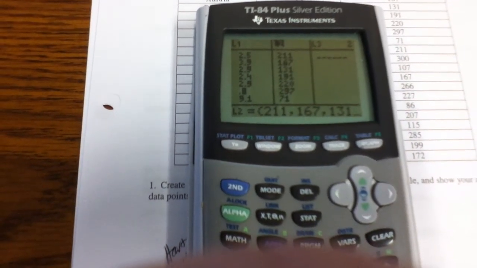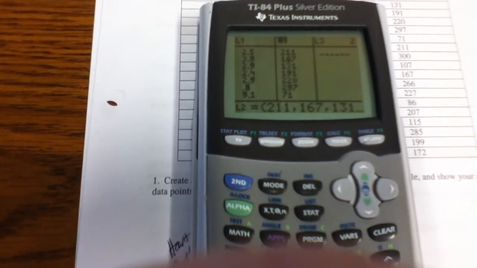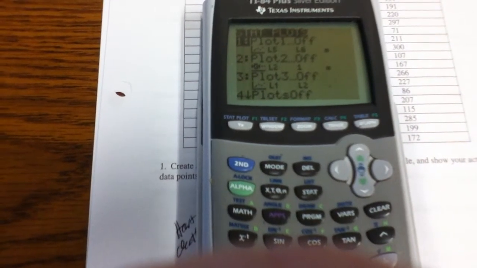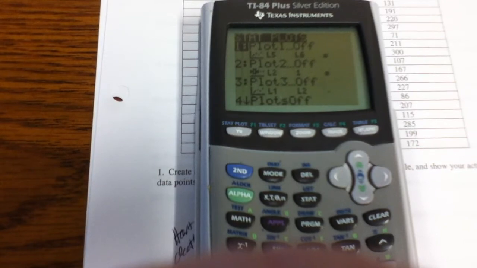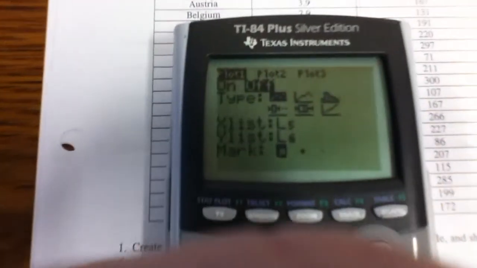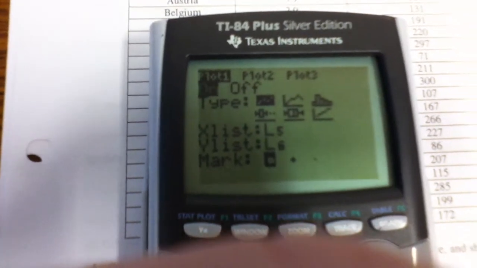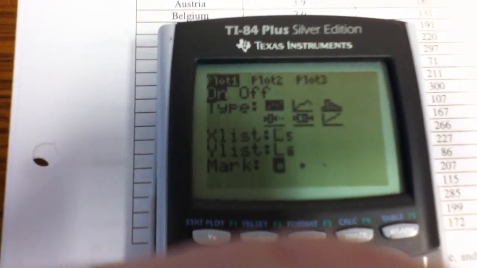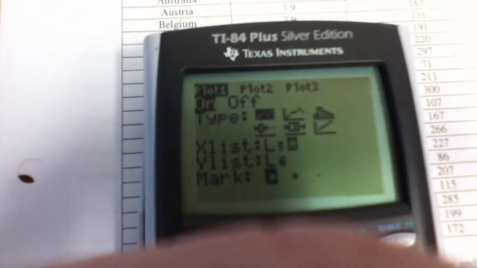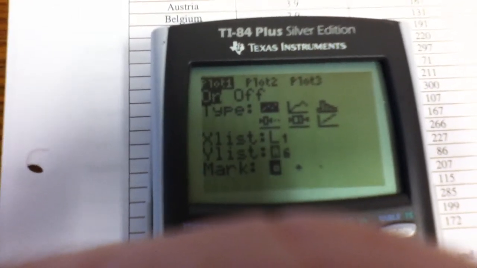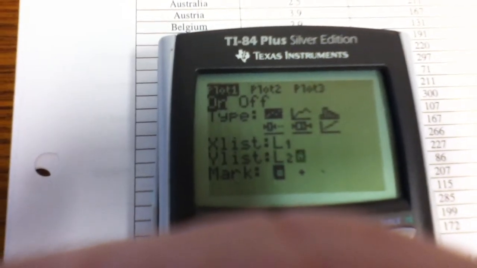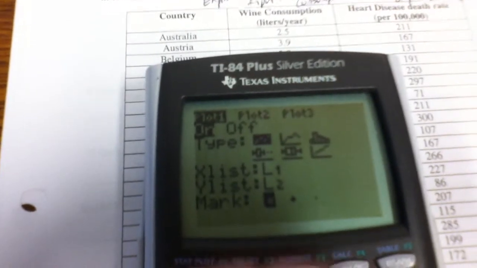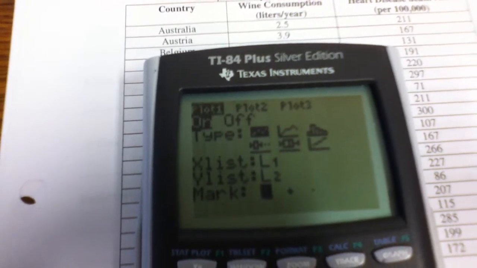Then I'm going to do the second step. Once the data is in the calculator, I'm going to tell the calculator I want a scatter plot. So I press second, Y equals. I push number 1 for plot 1. I push enter on top of on. I choose the scatter plot by pushing enter on top of the scatter plot. In this case, my X is list 1, so I hit second 1. My Y is list 2, so I hit second 2. And for the mark, I'll use the box. So my second step is setting up the plot.